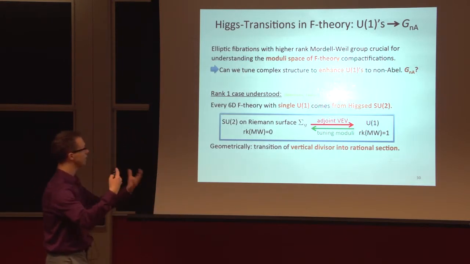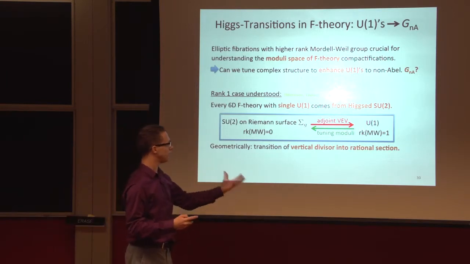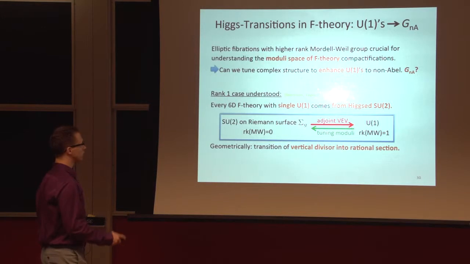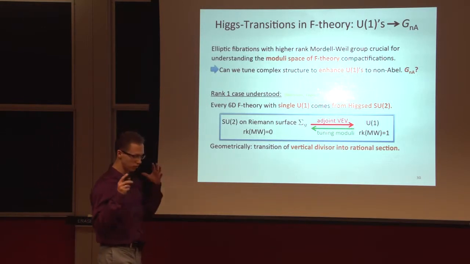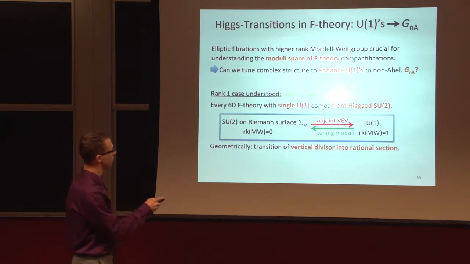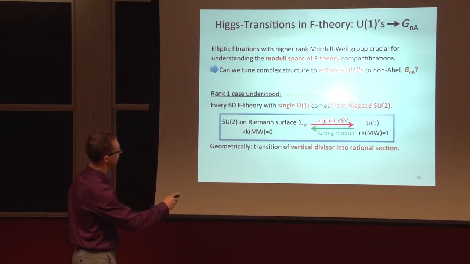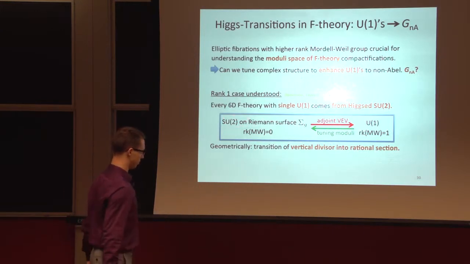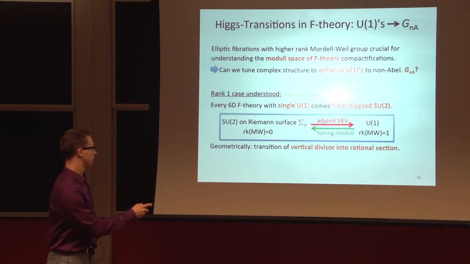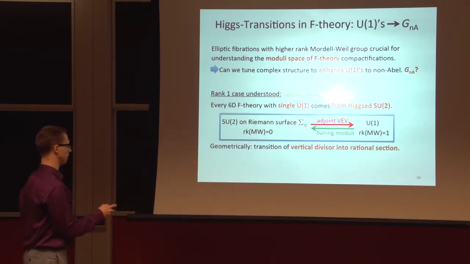Because you can ask this question: can we tune the complex structure of the Calabi-Yau to always enhance U1s into a non-abelian group? Actually it turns out that in the rank 1 case, when you have 1 U1, this is true. Whenever you have a model with a single U1, this always can come from the Higgsing of an SU2 on a Riemann surface on a genus g curve. And so if you have a model with U1, you can always do this tuning in complex structure moduli space.